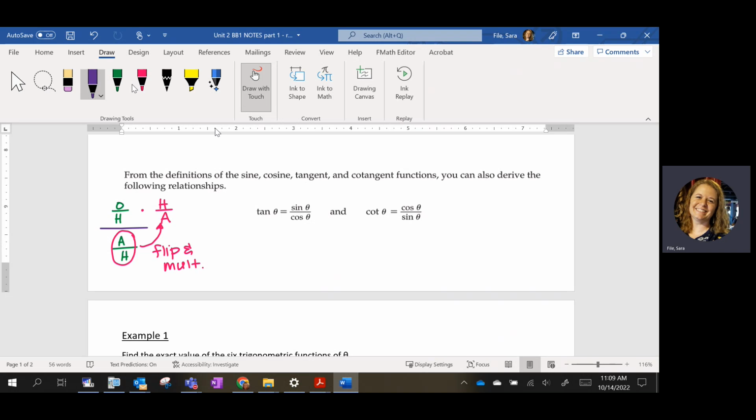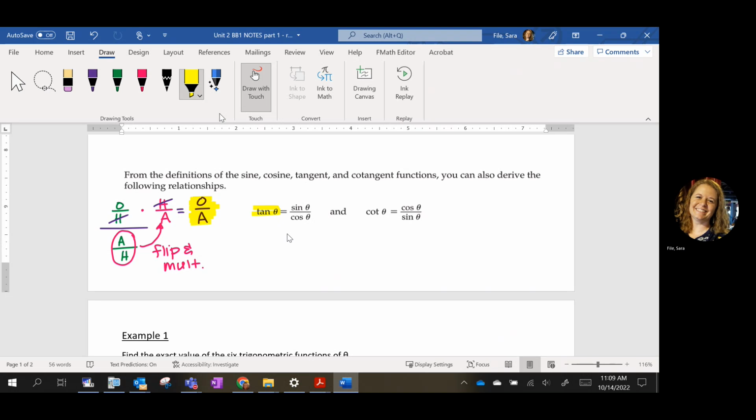So then when you're solving this, you've got O over H times H over A. What happens with those H's? Yeah, that reduces. Okay, so then you've just got O over A. And what is O over A the ratio for? Tangent. So sine divided by cosine does indeed give you the tangent ratio. Okay, so that's a special relationship that's going to come in real handy this year when we're doing all of our trig.